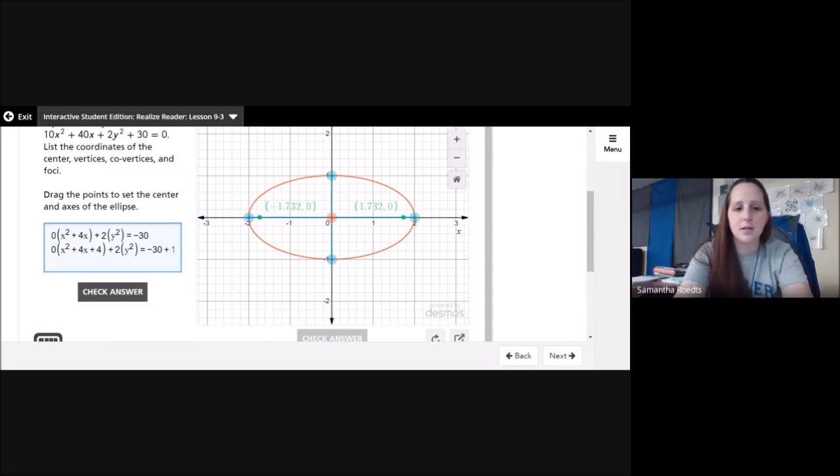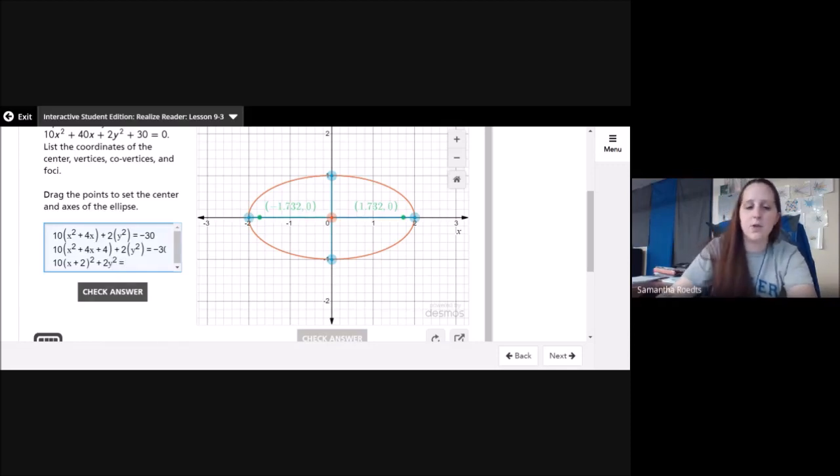plus 10 times 4. Okay, so that gives me 10 times (x plus 2) squared plus 2y squared equals negative 30 plus 40. So negative 30 plus 40 is 10.